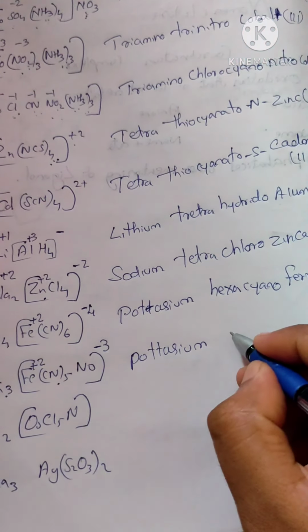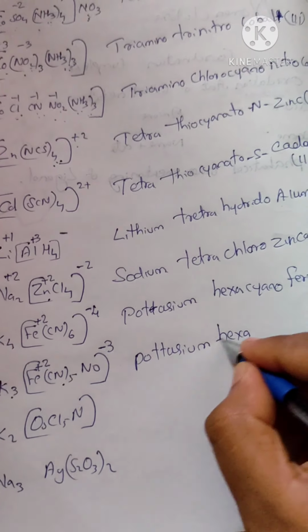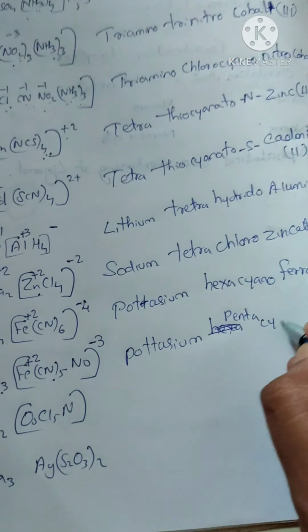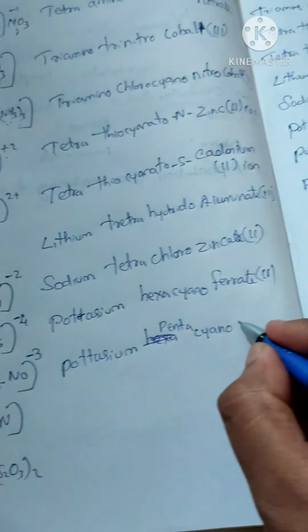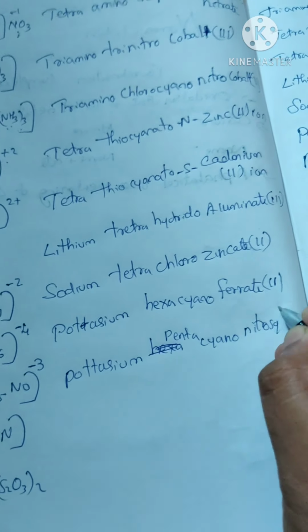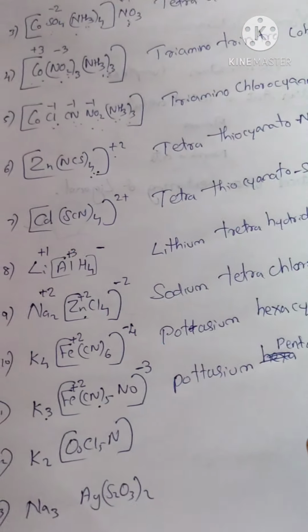How many ligands are there? Penta-cyano. This is nitrosyl, so cyano will have alphabetical preference. Hexa, not penta. Sorry, penta. Then what do we have? Cyano. Then we have the nitrosyl group. The nitrosyl group we will mention as nitrosyl. Potassium pentacyano nitrosyl. Then we have ferrate.